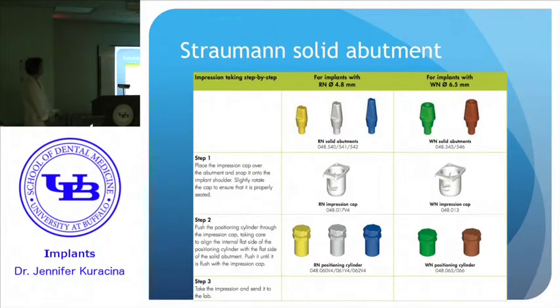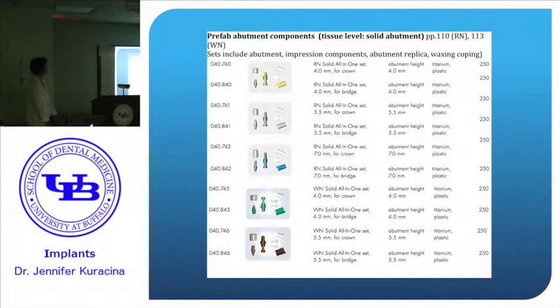Most of the time you'll probably be using their solid abutment. It comes in 3 heights for the regular neck, 4, 5.5, and 7. For the wide neck, it's 4, 5.5. So these are the abutments. They come with their own impression components.